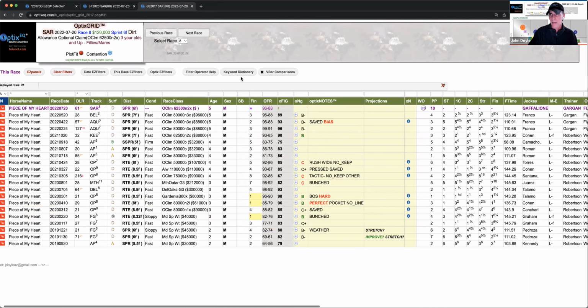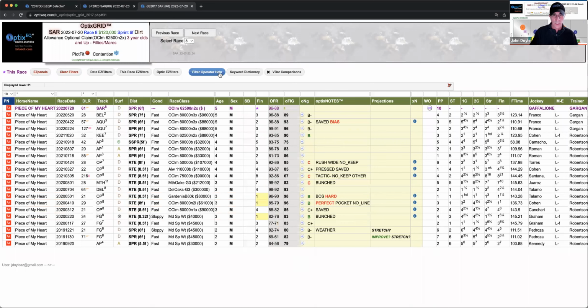I just don't think the value is going to be there. 4 to 1 is not value to me. I just think this horse is underlaid at 4 to 1. This entry is underlaid at 4 to 1.